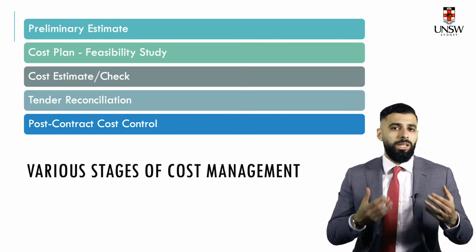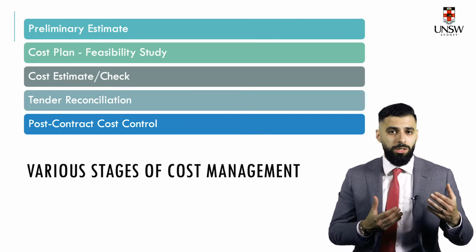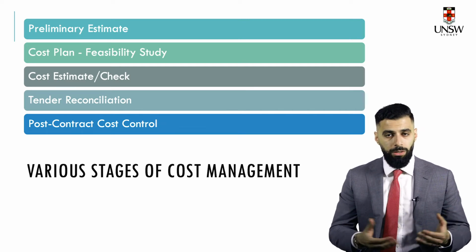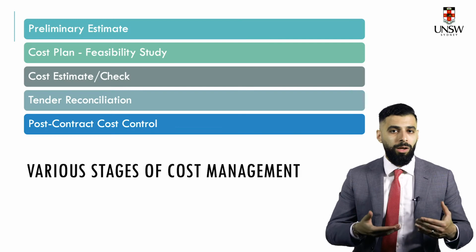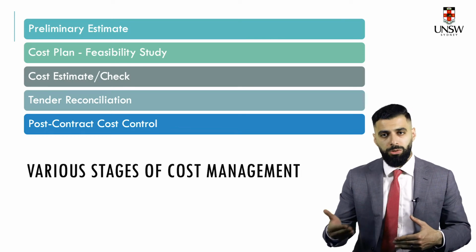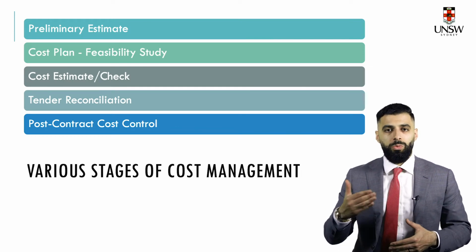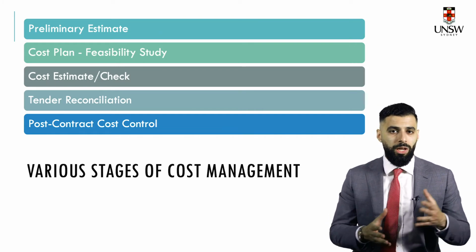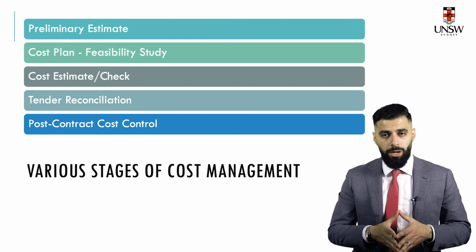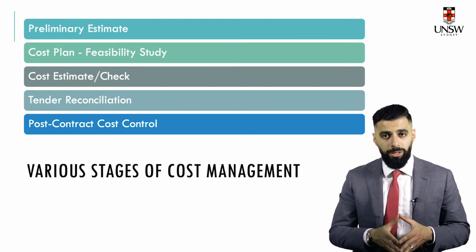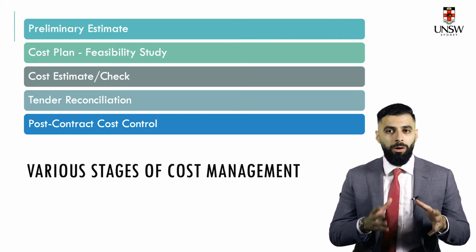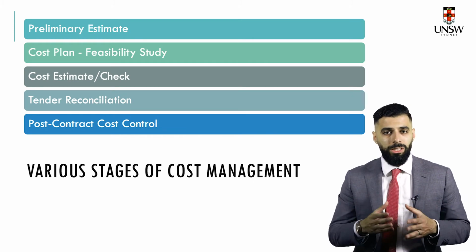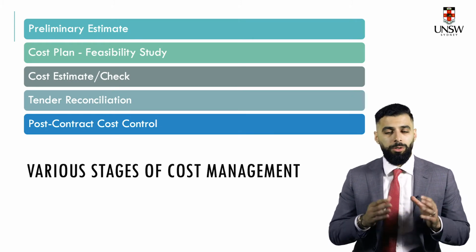Now, in the tender reconciliation stage, a reconciliation of the cost plan with the tender information is made. And then finally, in the post-contract cost control stage, this is where you would make sure that you stay within budget through having specific controls implemented on the cost that you started off with. And that way you make sure that your budget is not exceeded for your project.